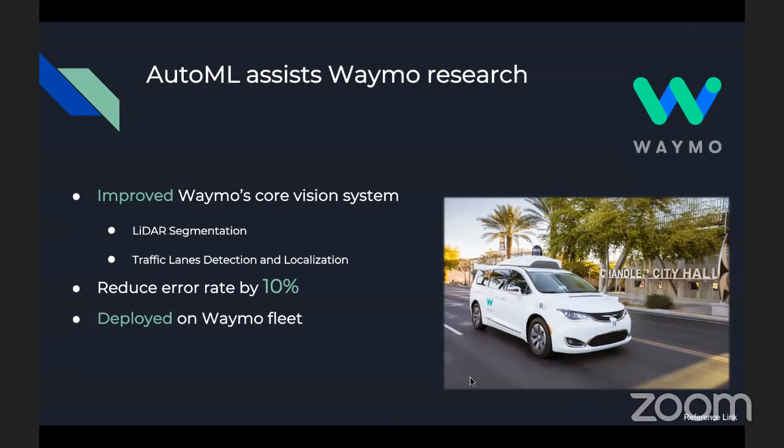So actually, by using this idea, we improve Waymo's core vision system like the LiDAR segmentation and traffic light detection and the localization systems, and reduce the error rate by 10% on top of their existing very excellent accuracy error rate. And we already deployed the auto-designed AutoML models on their fleet.